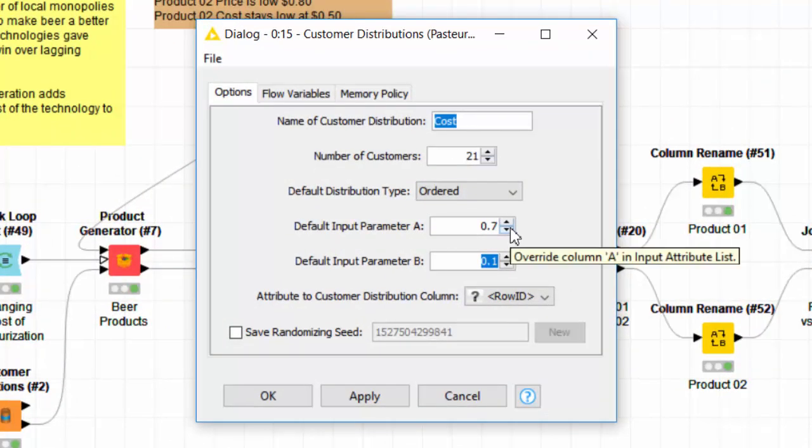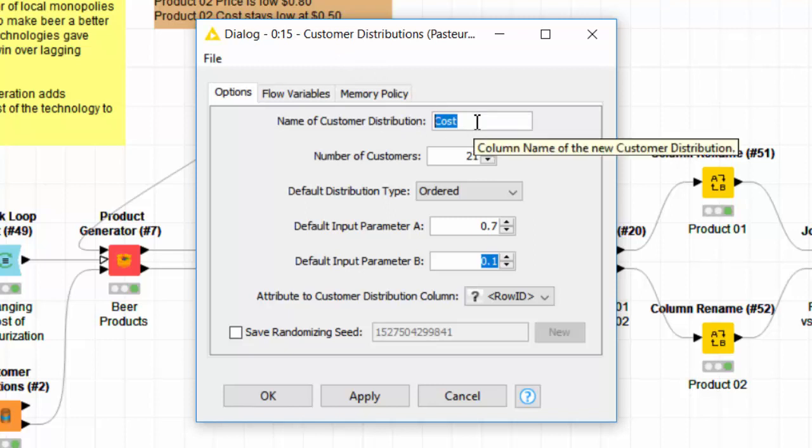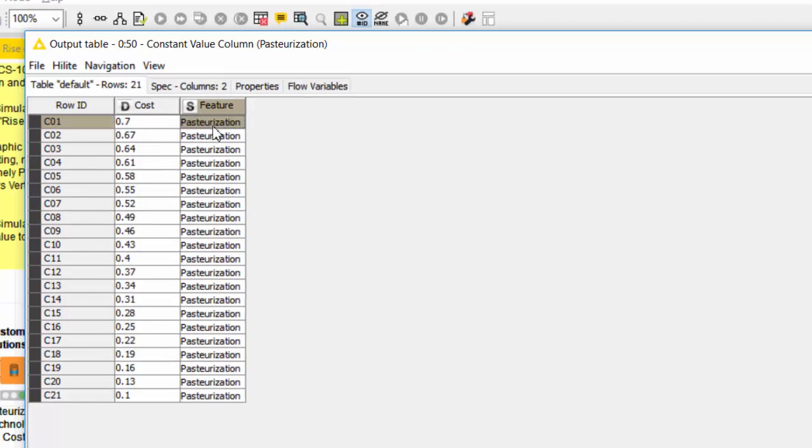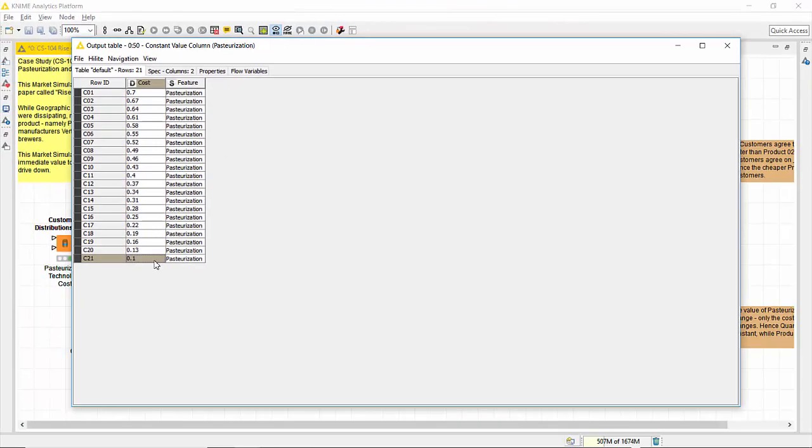The cost here, before we were using a customer distribution in an unusual way. We were adding a maximum loss value due to the distance that these customers would have to walk. So that was a value that the customers would suffer. In this case, the cost value is the cost of pasteurization. So this cost is going to be applied to the cost of the product itself, the cost of manufacturing. And we've got 21 periods, 21 iterations, where the cost is going to be driven down from $0.70 to just 10 cents. We add this constant value. So the cost of adding the feature pasteurization in the first iteration is 0.7. In the next iteration it's 67 cents, and then it just goes down and down until it eventually is just 10 cents.